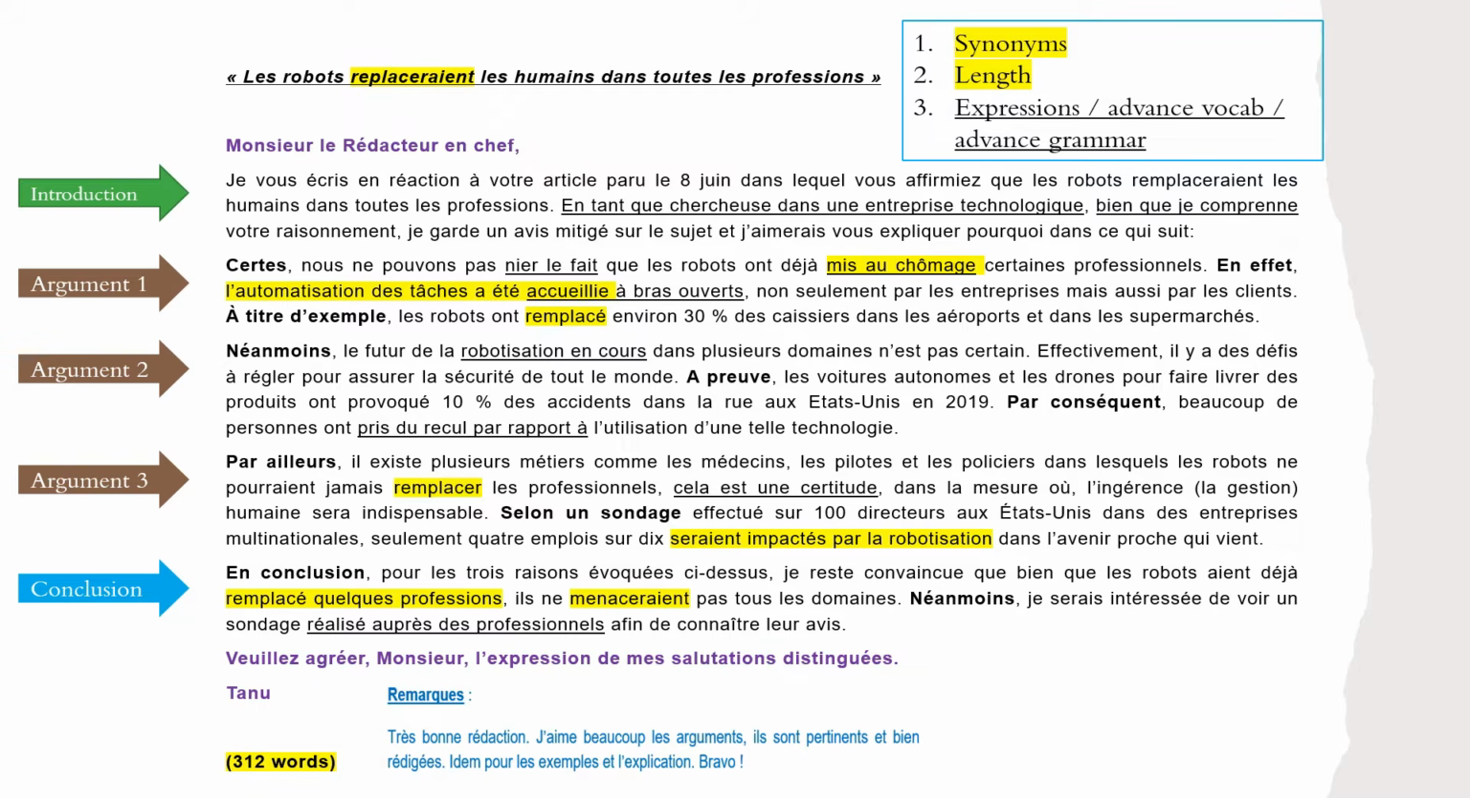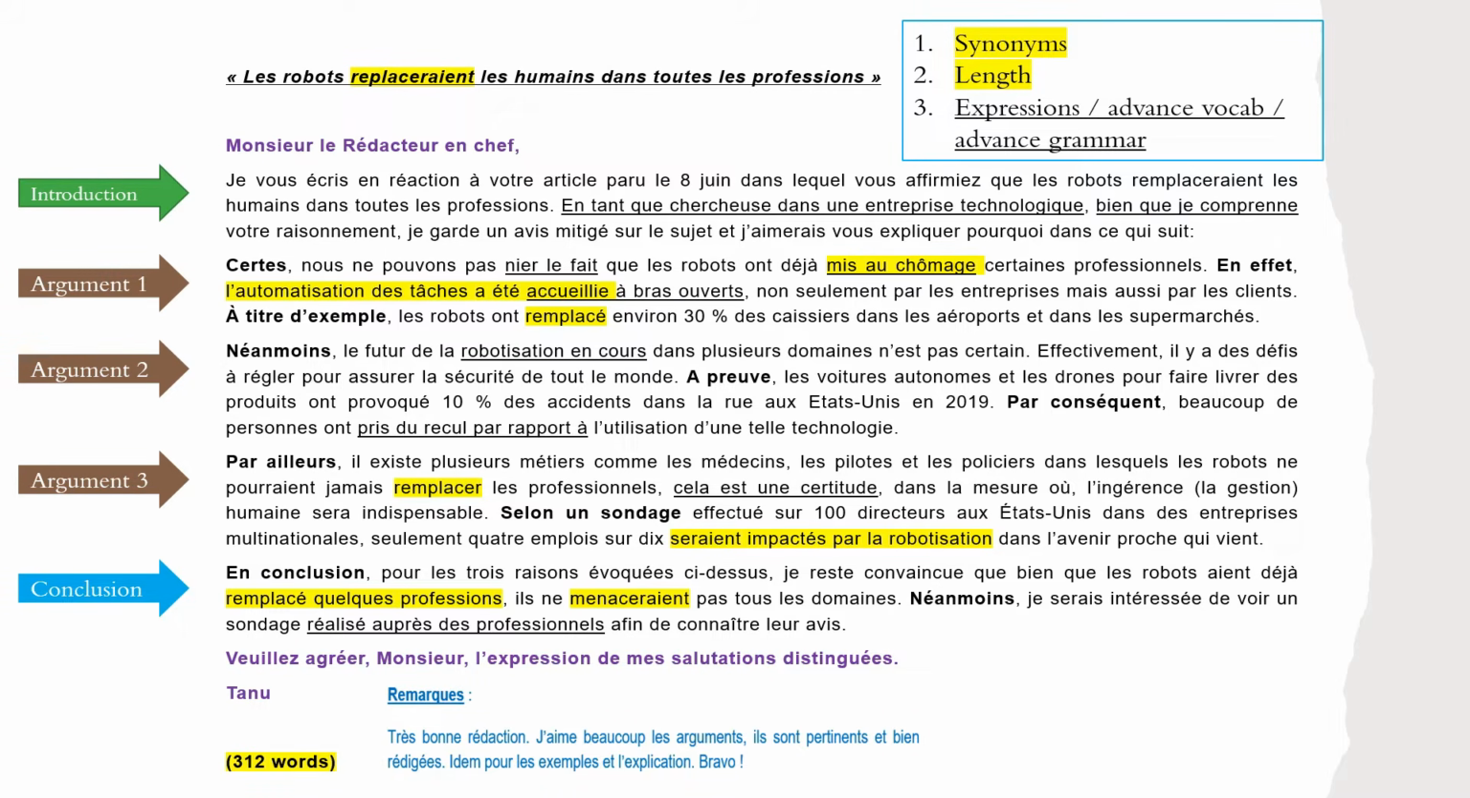Apart from the structure that we have discussed so far, there are some things which we should always keep in mind when we are writing. So the first one is synonyms. It is extremely important that we make sure we are not using the same words multiple times in the letter. To take an example, in the topic statement we have les robots remplaceraient les humains. I don't want to use this word remplacer all the time and I would like to use a variety of words. So for the verb remplacer, I'm using synonyms like mis au chômage. Mis au chômage means that robots have already laid off some professionals. So mis au chômage is a good expression.